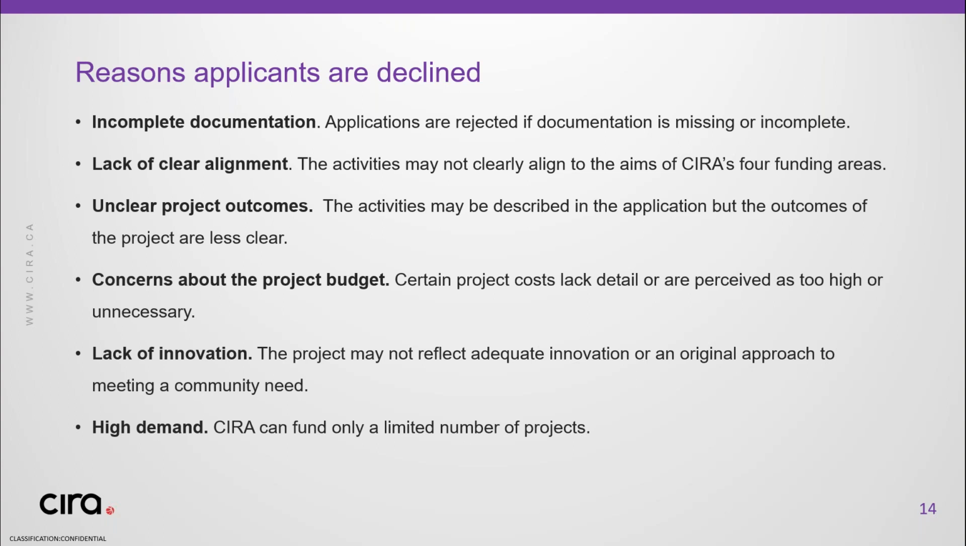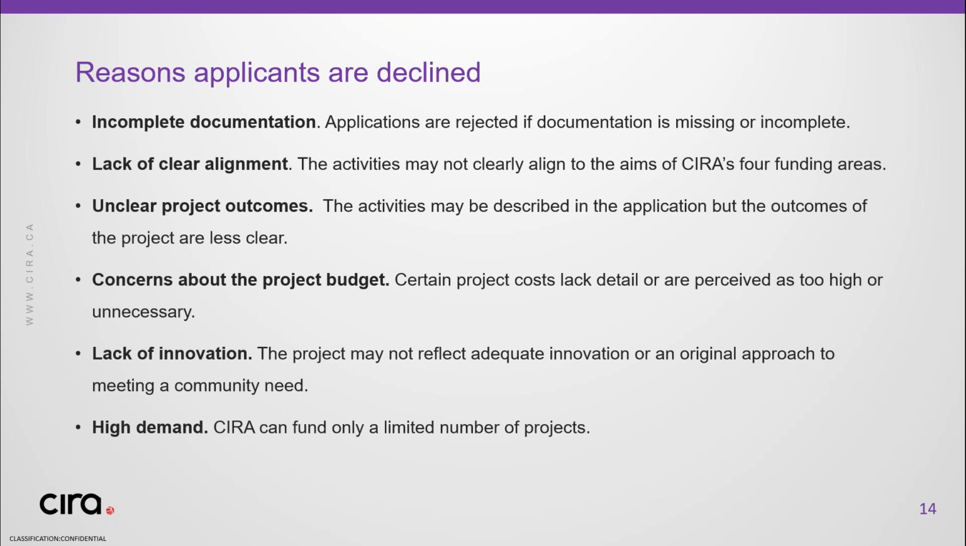Unclear project outcomes is another problem with some projects. The activities may be described in the application, but the intended outcomes and impact of the project are less clear. CIRA is interested in knowing the specific changes you expect to result from your initiative. Concerns about project budget are often an issue. For example, if certain project costs lack detail or are perceived as too high or unnecessary, the project may be ranked lower. Also, the financial request that you're making in the budget must be proportionate to the size and capacity of your organization, and all the in-kind contributions from your organization and others should be reflected.